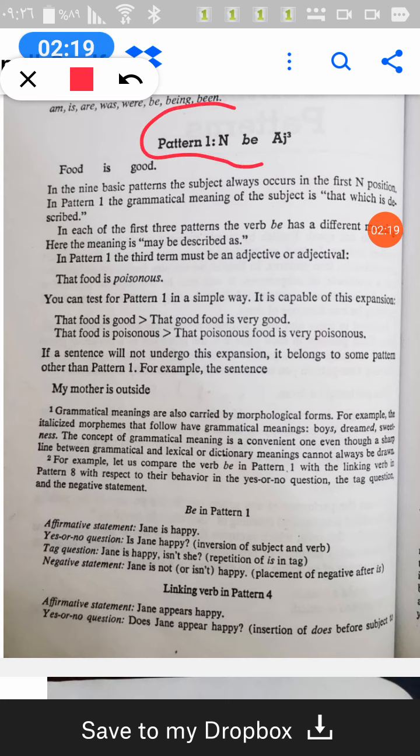This is pattern number 1, which is N be adjective. N is the subject and be is the verb to be. Adjective is in the third position. Usually the adjective functions here as the complement of the subject. Let's take this example. Food here is the N, which is the subject of the sentence, is is be or verb to be, and good is adjective. So it means that pattern number 1 is limited. We have N be adjective, and we have to stick to this pattern here. So the first one is the noun, then the second element is verb to be, and the third element is the adjective.